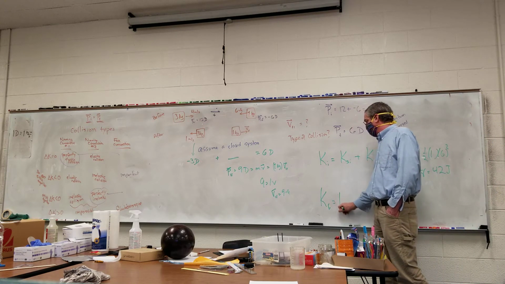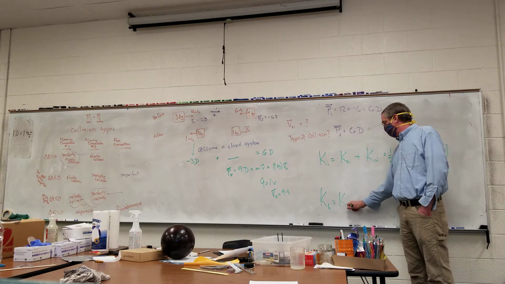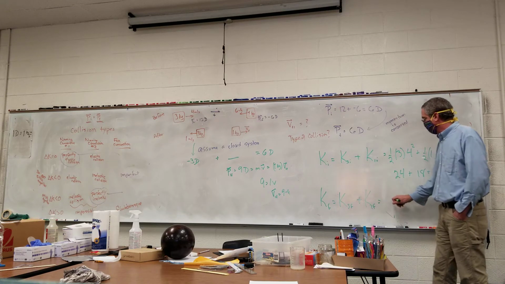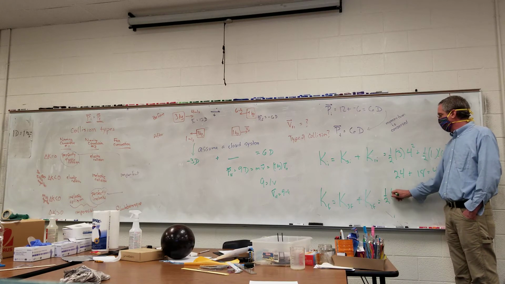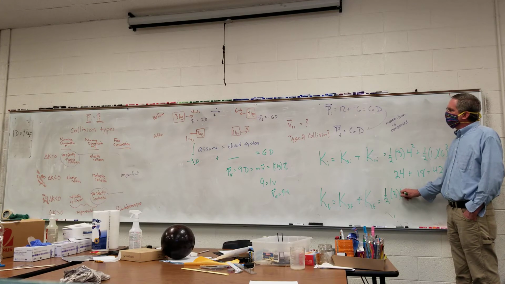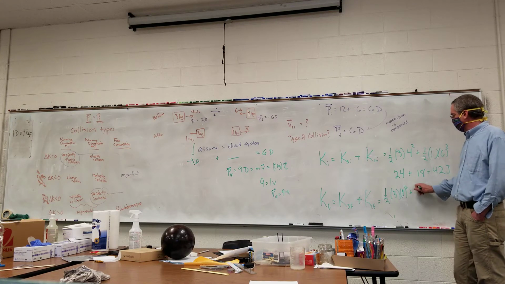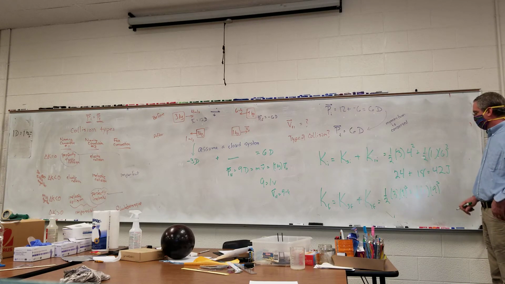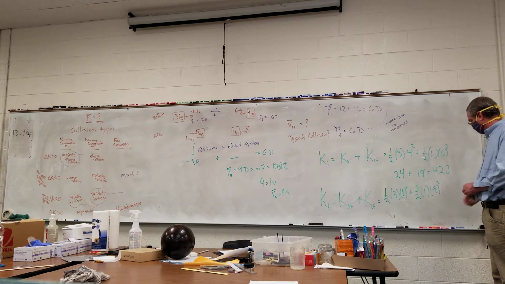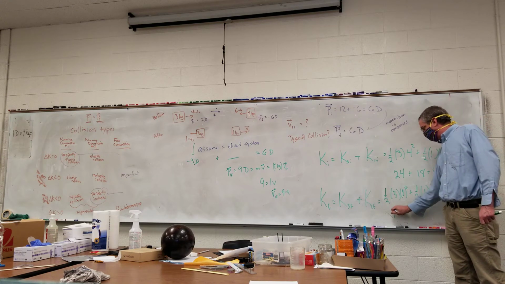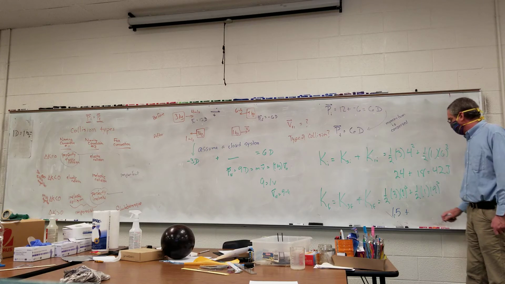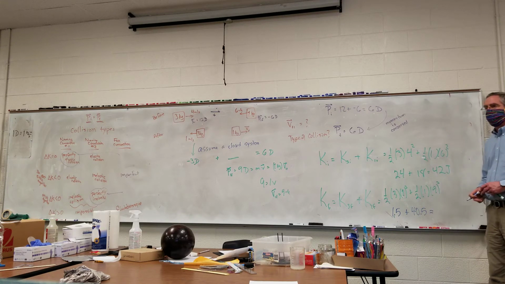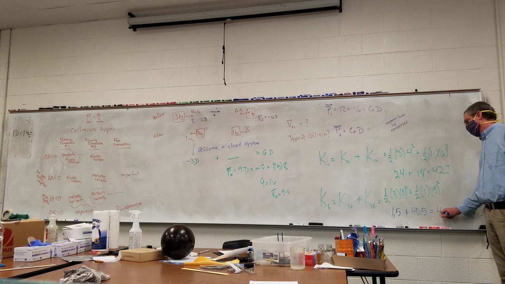And the final kinetic energy is the total, the final for the 3 plus the final for the 1. 1/2 times 3 times 1 squared, right here, plus 1/2 times 1 times 9 squared. So that's 1.5 plus 40.5, which is 42.